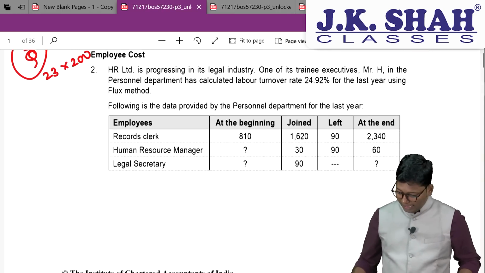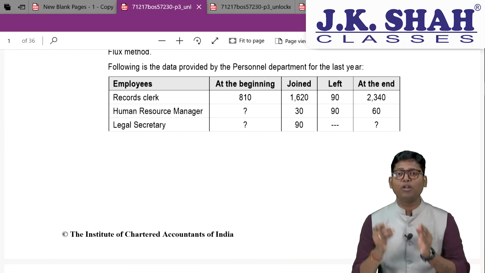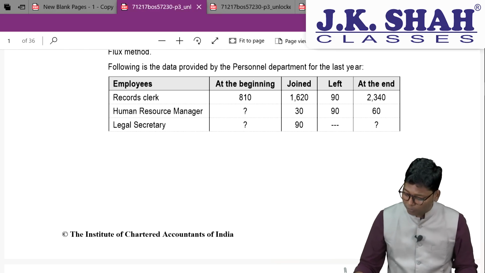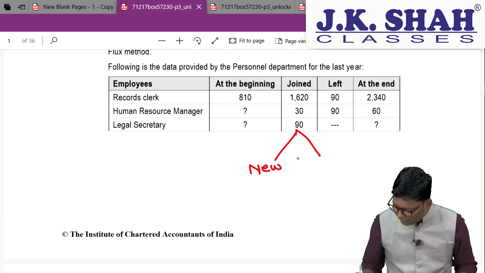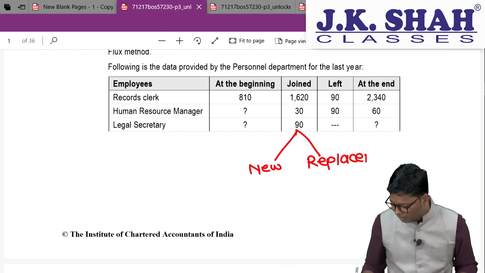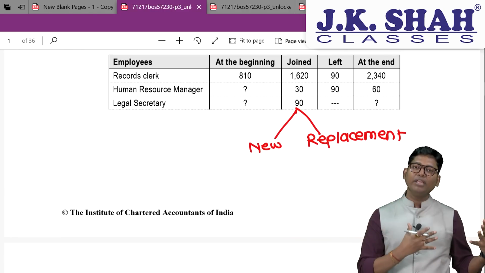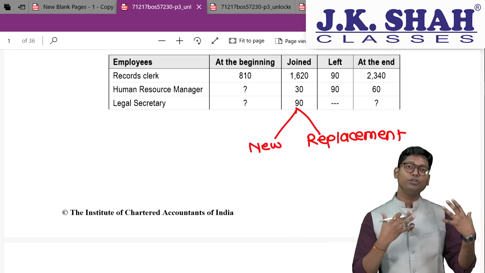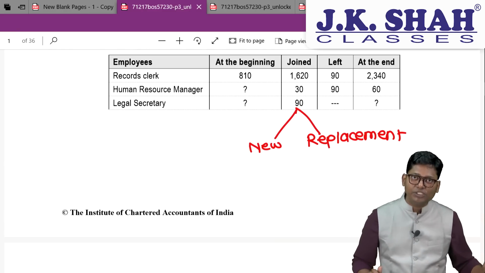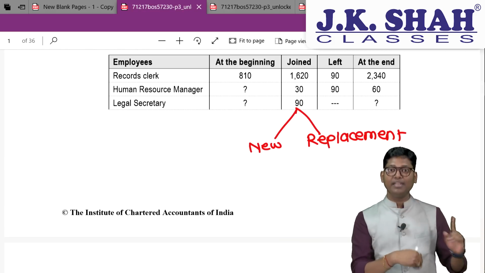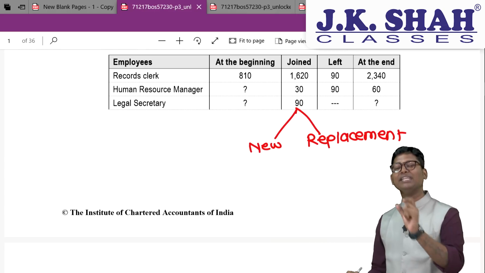Data has been given. Data covers employee categories, number of employees at the beginning of the year, number of employees joined. When the question says number of employees joined, it silently says joined includes new recruits as well as replacements also. Correct, no? 2 types of joinees are there. The first type is a fresh employee who has joined your company, your organization, your factory as a fresher without replacing anyone. But because of exits during the year, if someone is coming on that particular designation, that will be termed as replacement. So joined includes 2 important points: first is new and second one is the replacement.